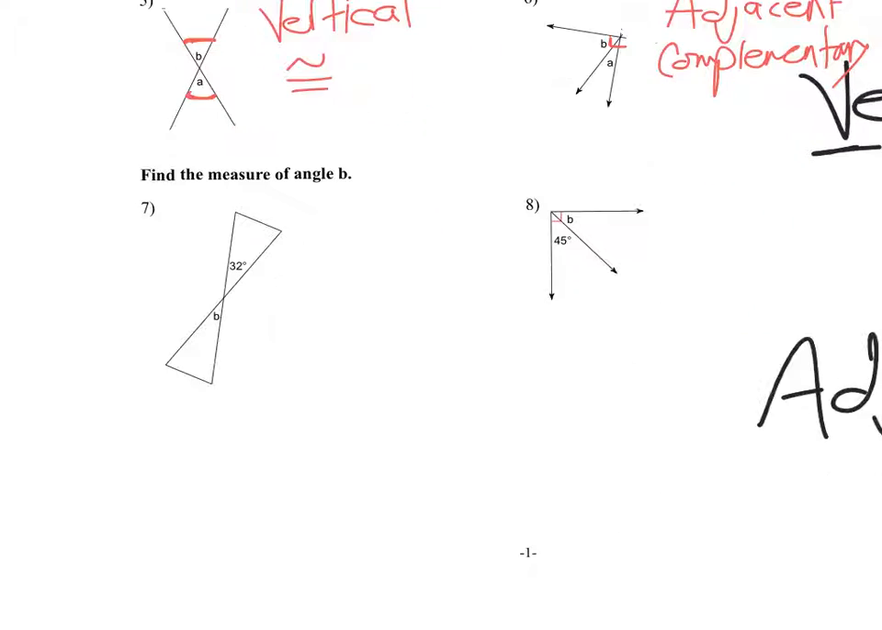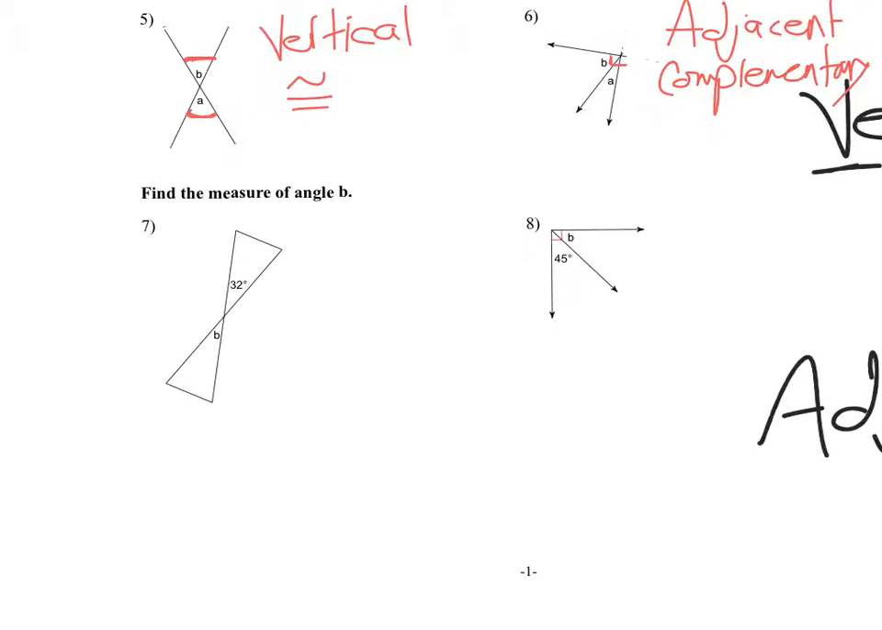All right, so the next two problems have us actually finding the measure based on the picture itself. So again, this is why we want to know the relationship. So again, I get rid of stuff I don't need. So what's the relationship? Those two are vertical. We just got through saying vertical angles are equal, so that means angle B is also 32 degrees.